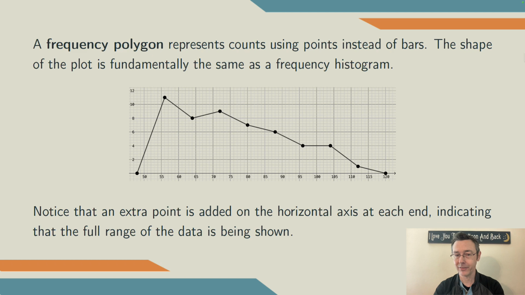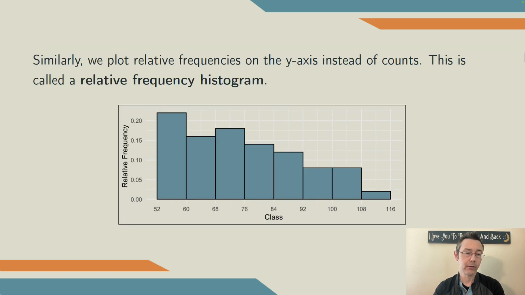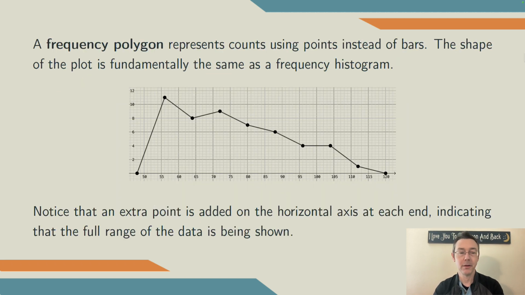So take a good look at this, and notice how the first bar is a little taller than the second, and then we go up a tiny bit to the third. Same shape here. One difference to note is that here an extra point is added on the horizontal axis at each end, so that really does make it a polygon. And this indicates that the full range of the data is being shown on this plot. All of the things that I've said previously about the slight modifications to frequency histograms can be applied here. For instance, on the vertical axis, instead of just showing counts, we could show relative frequencies, that is, proportions instead.